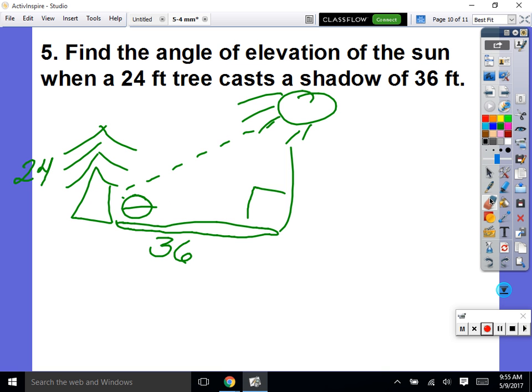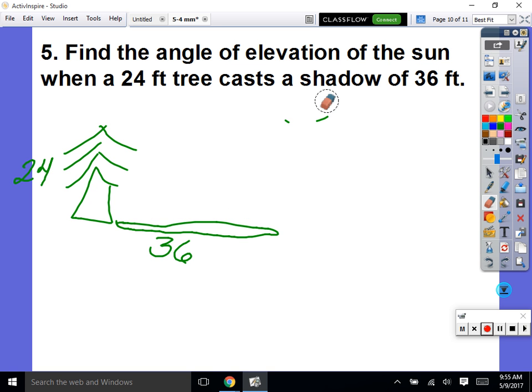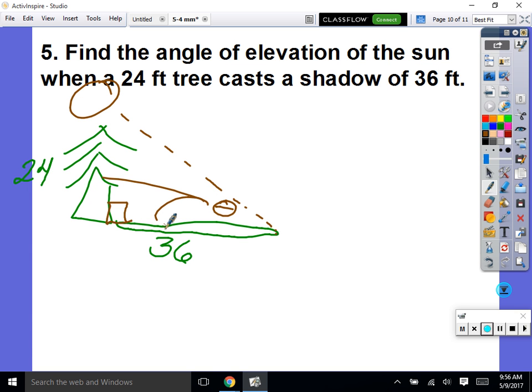I didn't draw that very well, did I? I drew the sun in the wrong spot. Confused myself. Sorry, the angle of elevation is from the shadow up to the sun. There we go. So this will be our angle, right? Yes, because the tree is what creates the 90-degree angle to the ground. So now opposite and adjacent is tangent. Okay, so I have a true statement: tangent of theta equals opposite over adjacent. Plug in everything we know. Do we know theta?